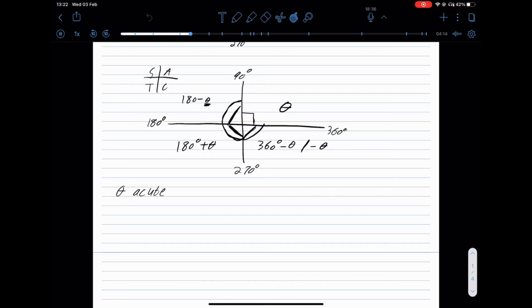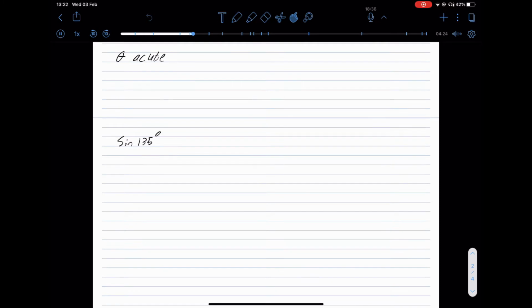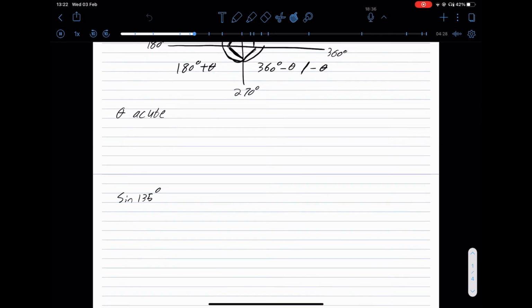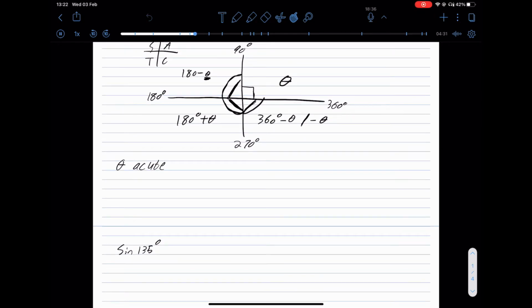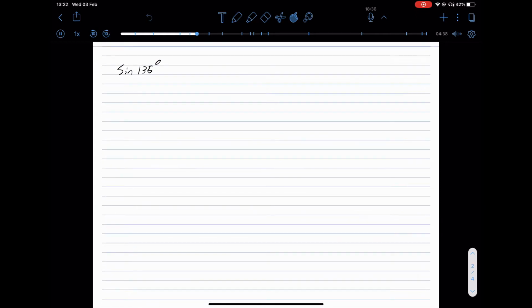So that's all well, but that's just theory. How does this apply? Well, let's give ourselves a problem. If we had sine of 135 degrees, how will we find the value of this? Take a moment to try it yourself, and then come back when you have your own answer. So, our first step is to draw our CAST diagram. Then we just roughly write our angles here.